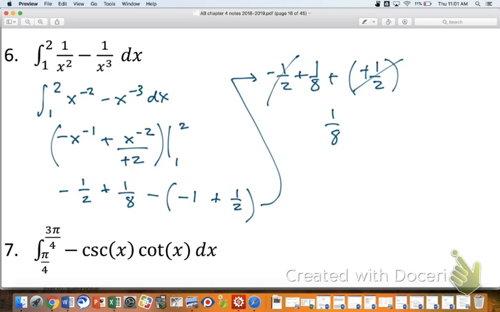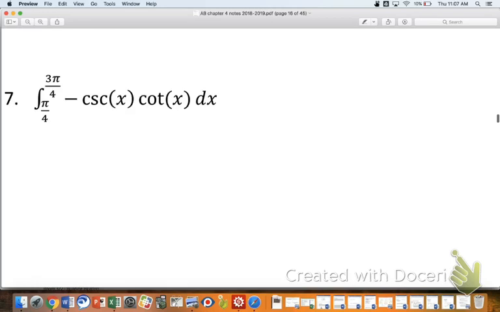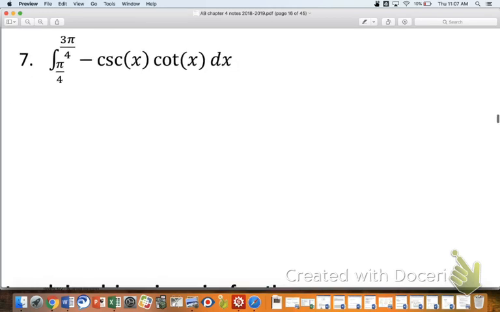If you haven't already looked at the one with trig stuff, number 7, please do check that one out. It's kind of a nice review for quiz material tomorrow. Do you know the antiderivative of negative cosecant cotangent? If you do, that's great. If you don't, might be something you want to review.